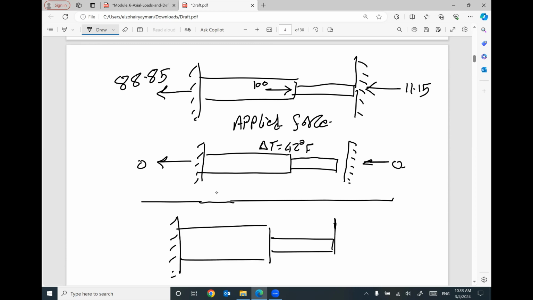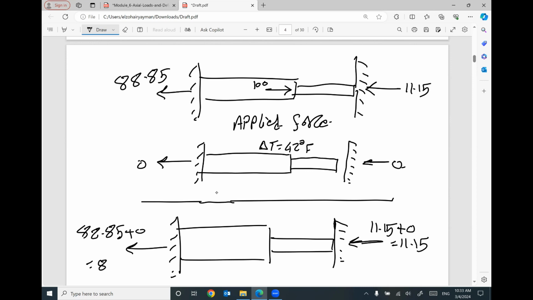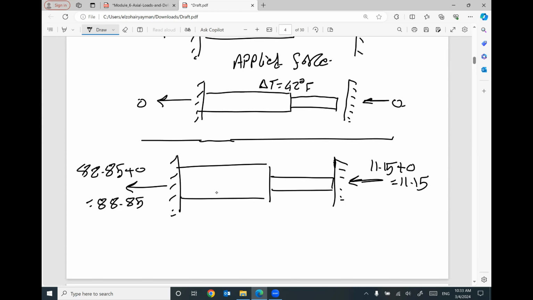So the final reaction at this end will be 11.15 plus 0 equal 11.15. The final reaction here will be 88.85 plus 0 will equal 88.85. This is the final reactions here.